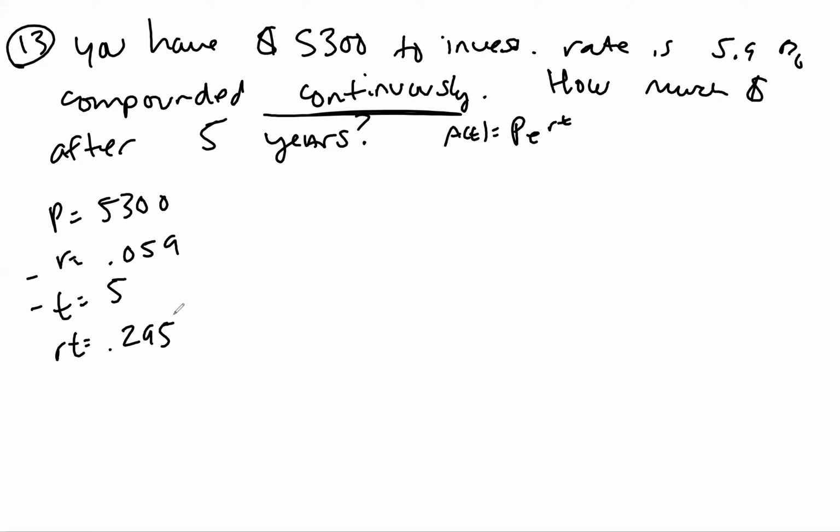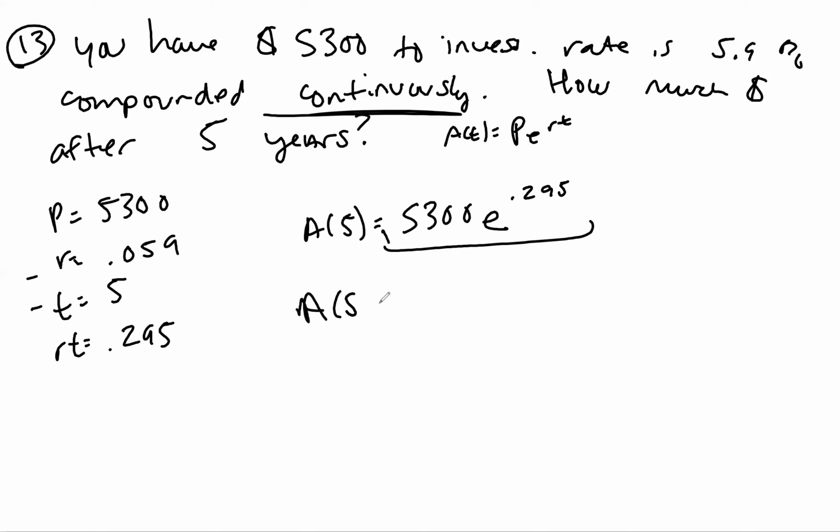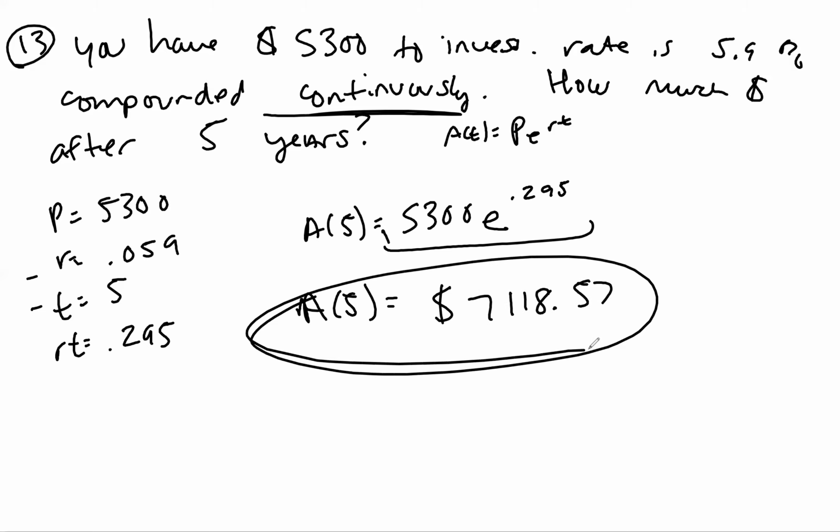And now we're ready. So we're going to say that A of 5 equals the P value, 5,300. Remember, e is just a button on the calculator, but we're raising it to the 0.295. And so this is what you type in. And when you type that in, you hit enter. We're going to toss a dollar sign out in front because we're talking about money. And we're going to get $7,118.57. And now we're done.